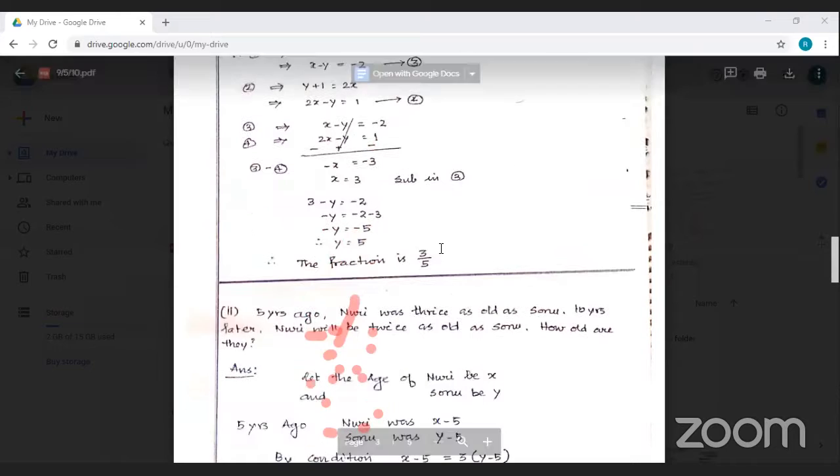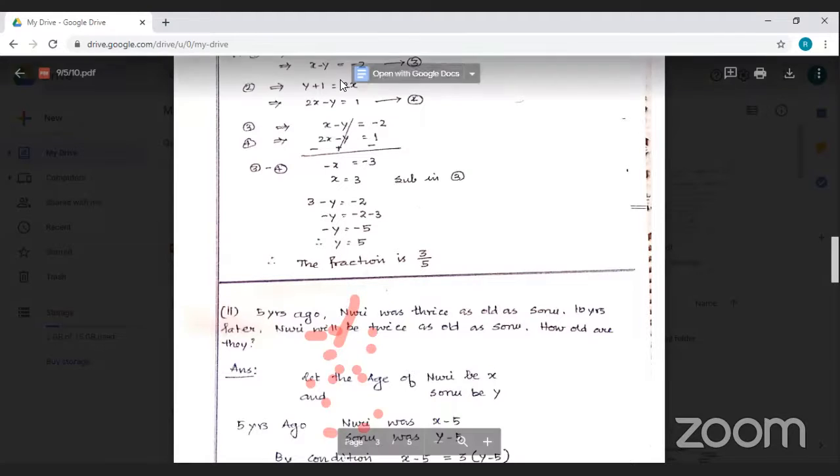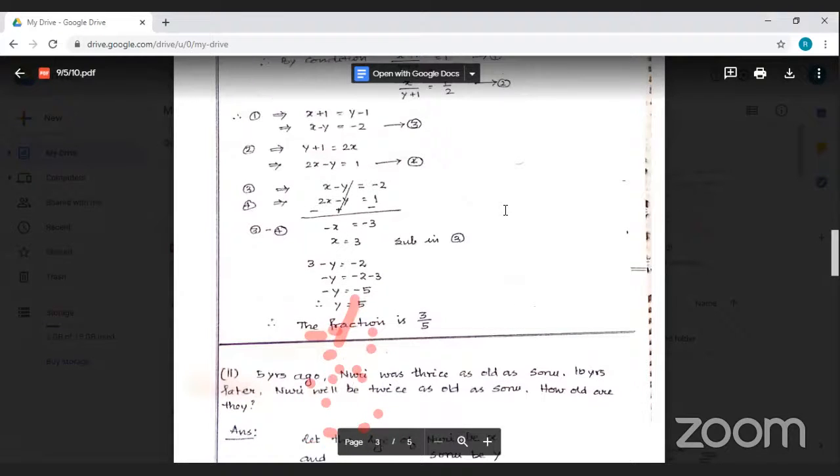Therefore, the fraction is 3 by 5. The fraction is x is 3, y is 5. Therefore, the fraction is 3 by 5. Now, you can check your answer here. How can you check your answer?